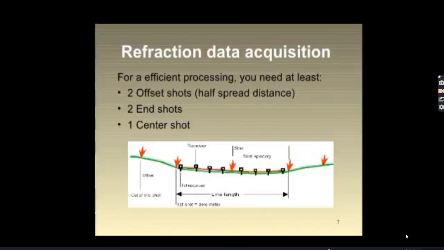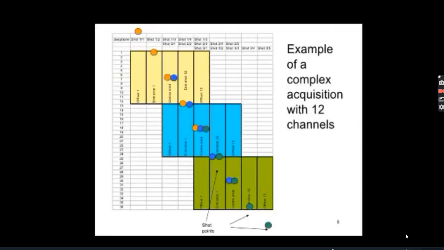Then the refraction data acquisition. For efficient processing, you need at least two offset shots, at half spread distance and at the second end, and one center shot. In the graph example, you need two offset shots. Example of complex acquisition with 12 channels. This is the example.